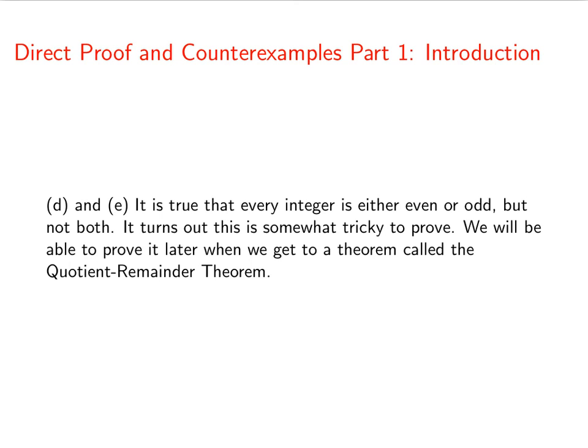Now, I don't want you to just walk around saying, oh, well, this is obvious. Everybody knows this. Well, this is something that we have to prove. And we're going to do that later when we get to something called the quotient remainder theorem. We're going to prove that every integer is either even or odd, and it's not possible for a number to be both even and odd. Okay, that's all for now.